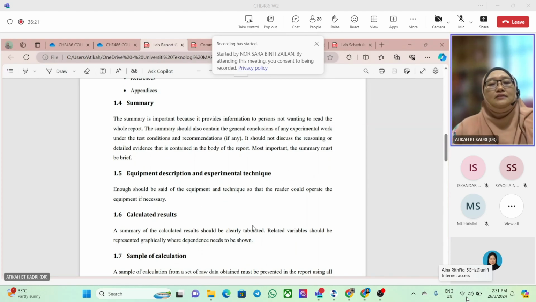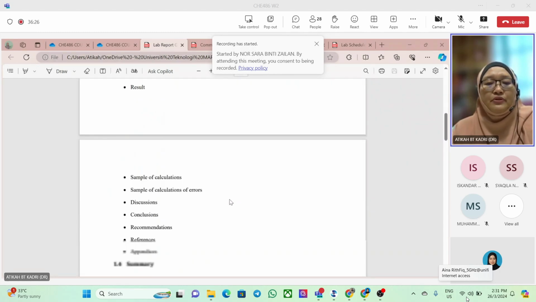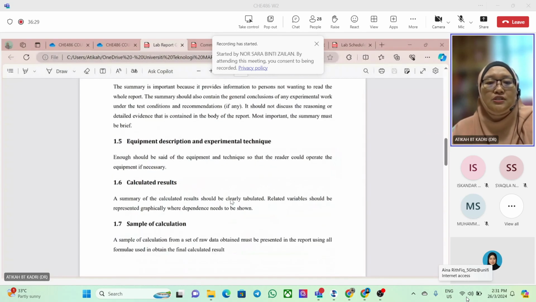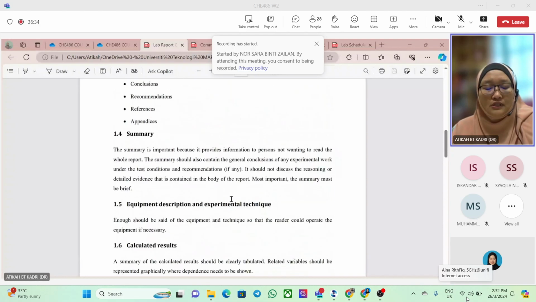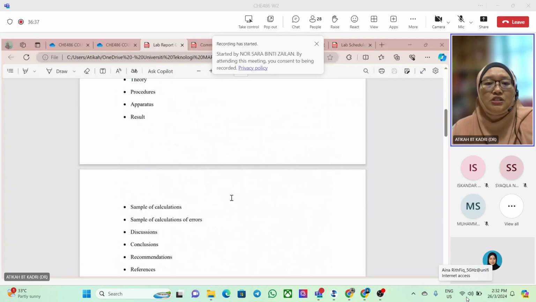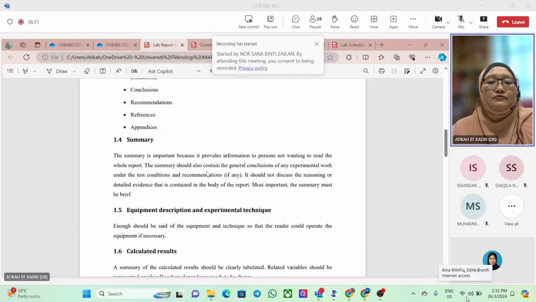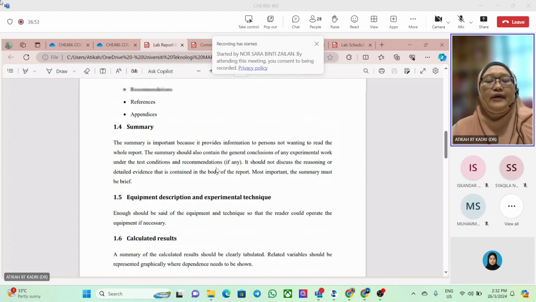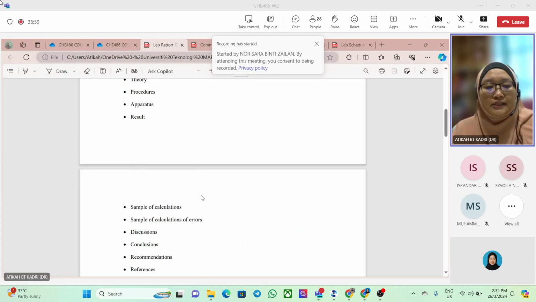All right, and then description. After you prepare the summary, there will be some introduction, where you're going to give a brief introduction of what the experiment is all about, and following that is the objective or the aim of the experiment. And finally, you should also have the theory. You include the theory behind the experiment that you are conducting. Okay.